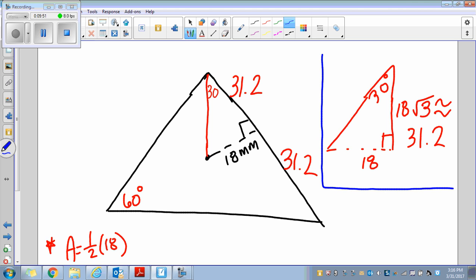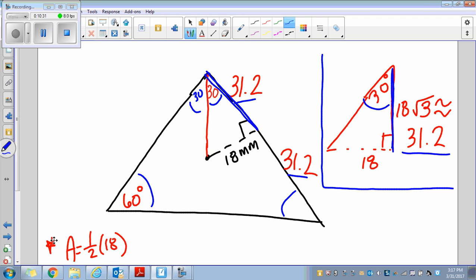I know that each one of these angles is 60 degrees because it's an equilateral triangle. That means that this angle here has to be 30, and this angle here has to be 30. So I labeled 30 in my right triangle. Now this is a special right triangle, and the 18 is the shortest side. So in order to get this side here, which I need, 18 times radical 3, and that's approximately 31.2. So I labeled this half 31.2.